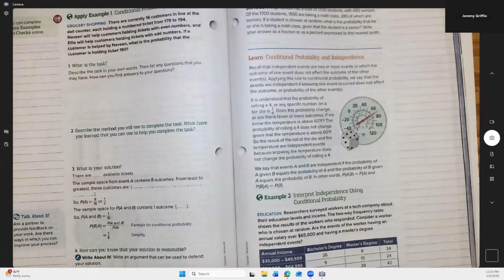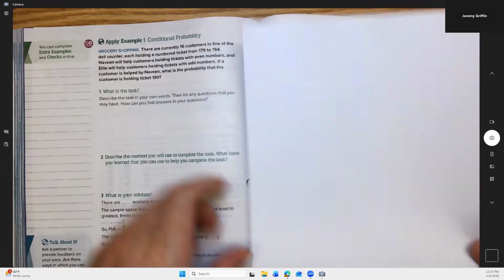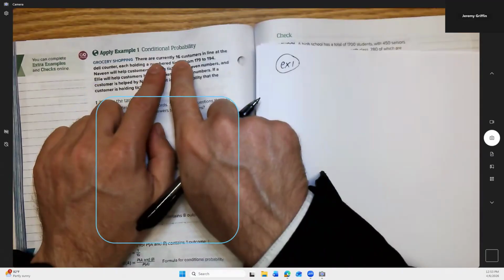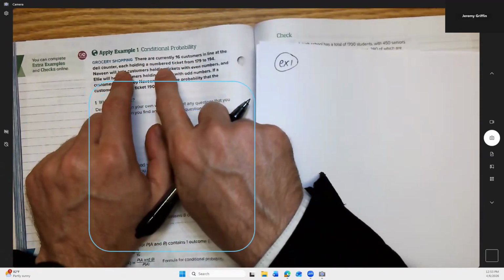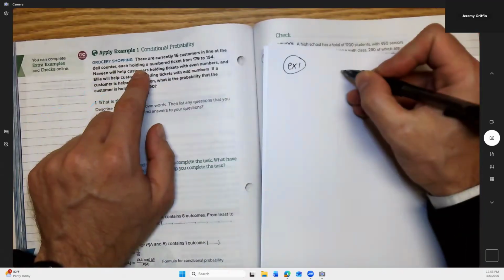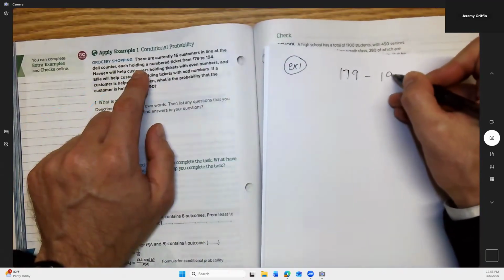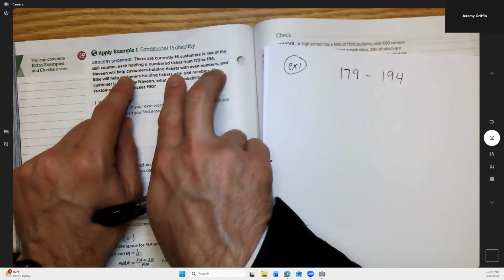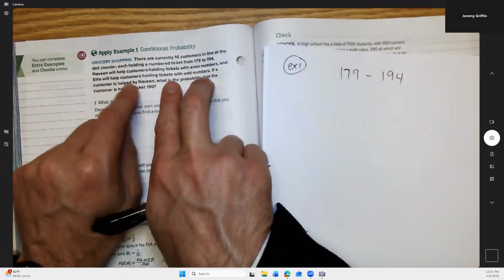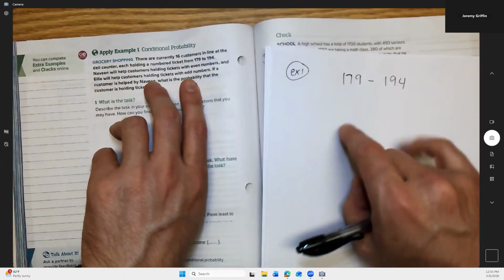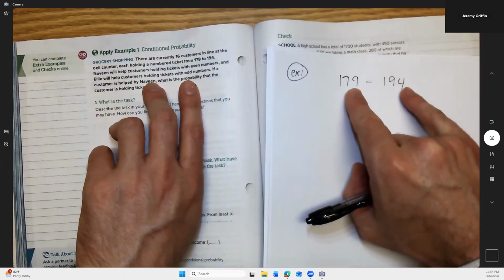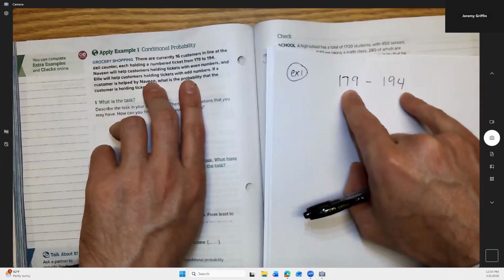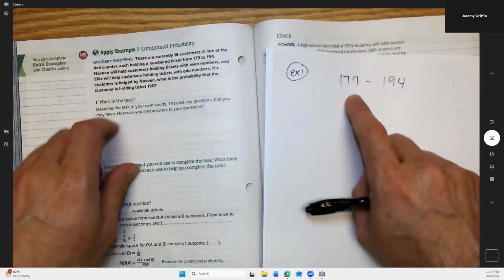All right, so let's jump into some book examples here. Example 1, conditional probability. There are currently 16 customers in line at the deli counter, each holding a ticket from 179 to 194. You could list these all out. Naveen will be helping customers with even numbers, and Ellie will be helping customers with odd numbers. One thing to notice is that there's an equal number of tickets. I see an even number because we started on an odd and we ended on an even, so there's the same number of odd tickets as even tickets.